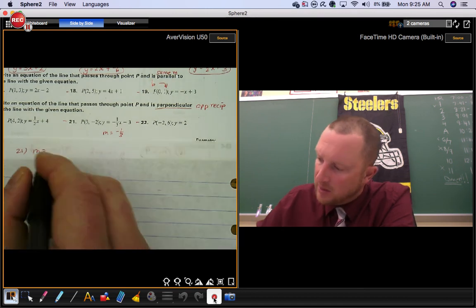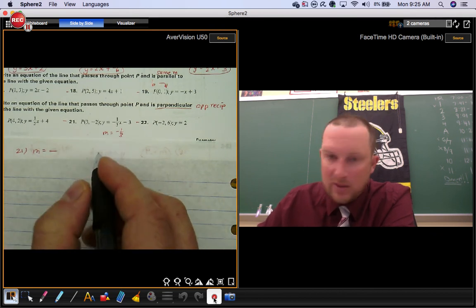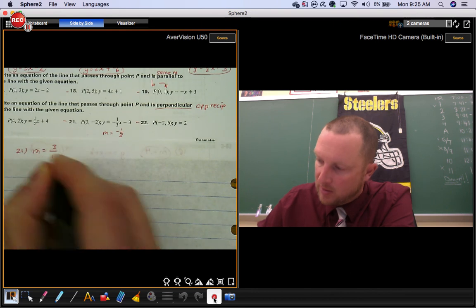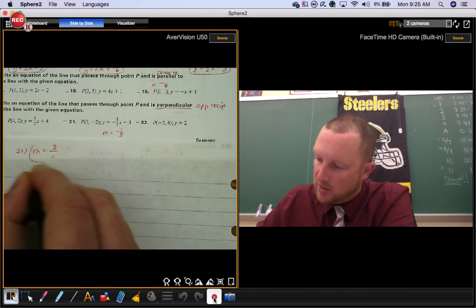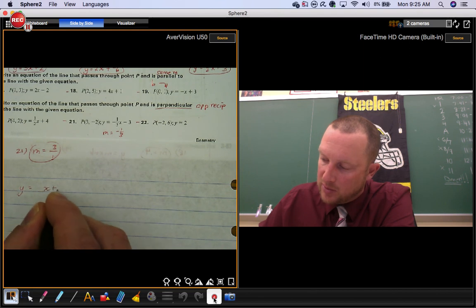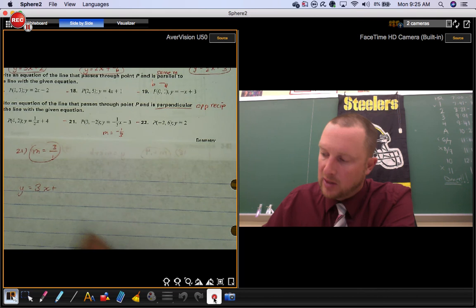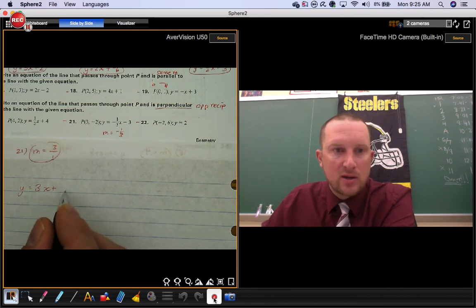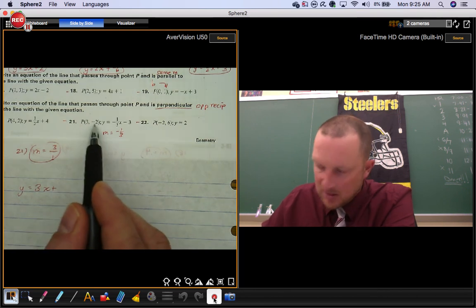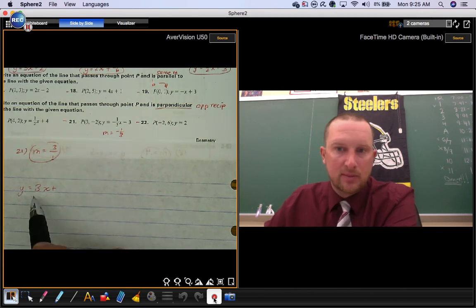Change the sign means, well, now it's going to be positive because it was negative. Reciprocal means take the 1/3 and flip it to 3/1. That is your slope. So here is your answer. y equals something x plus something else. My slope is 3, so I can put that right there. The thing that I need is the y-intercept. Is this a y-intercept? It's not, but it lives on this new line.